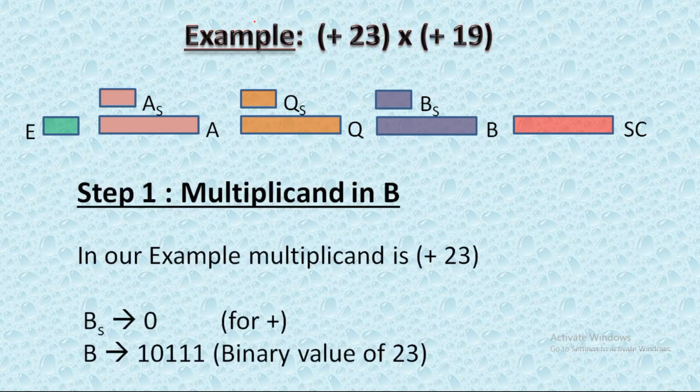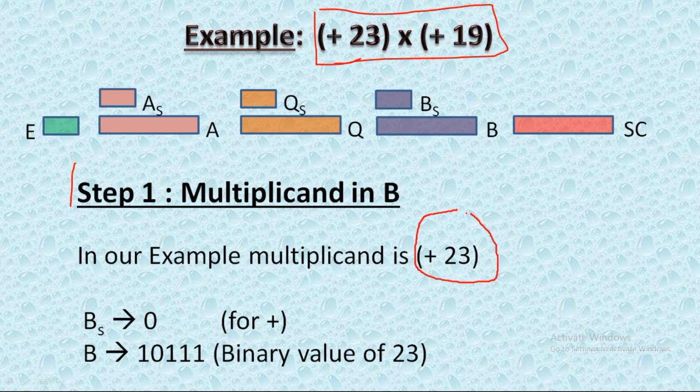Coming to the example, consider step 1. You are storing the multiplicand in the B register. In our example, what is the multiplicand? Plus 23 is the multiplicand. So plus means what is the sign? 0. We are storing this in BS. And what is the binary value of 23? 10111. That is stored in B. So the BS value is 0 and the B value is 10111. This is the multiplicand stored in B.